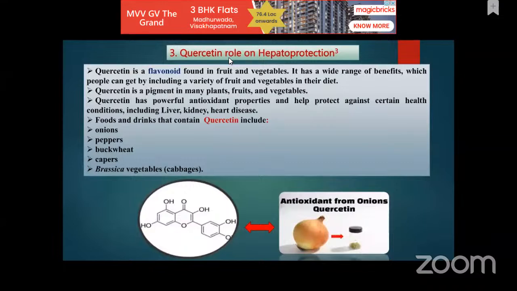helps protect against certain health conditions, including liver, kidney, and heart diseases. Foods and drinks that contain quercetin include onions, pepper, duckweed, capers, and cabbage. So cabbage, onions, and pepper contain quercetin. Quercetin helps in curing liver, kidney, and heart problems.